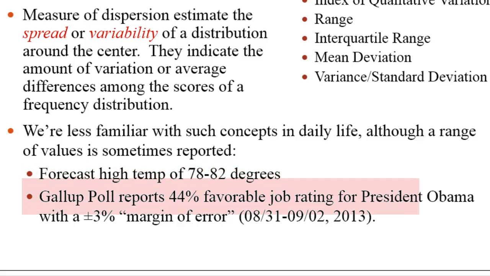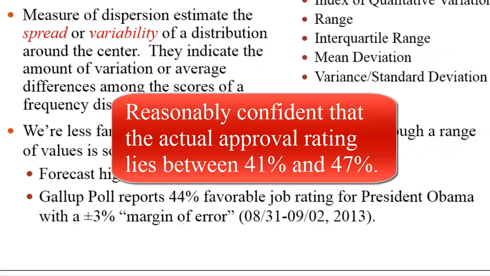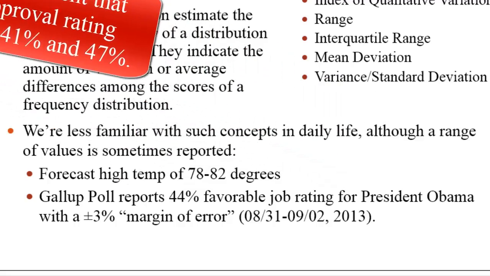In newspapers, they do a lot of polling, particularly in election years, and they might report, as the Gallup poll I show here says, that in August of 2013, President Obama's approval rating was 44%, plus or minus 3 percentage points. That's our margin of error. That is to say, we believe that 44 minus 3 and 44 plus 3 establishes a range of highly likely values of President Obama's actual approval rating.